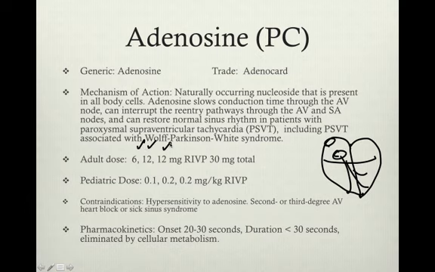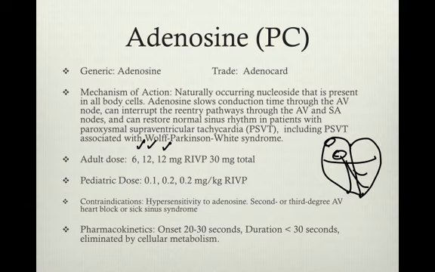The reason it's given rapid is the half-life on it is 30 seconds. Very simply, if you do not give it very rapidly, you should give the medication with a fluid bolus directly behind it. Pediatric dosings are going to be 0.1, 0.2, and you can give another additional 0.2 milligrams per kilogram. Again, rapid IV push, and that's because of the half-life.